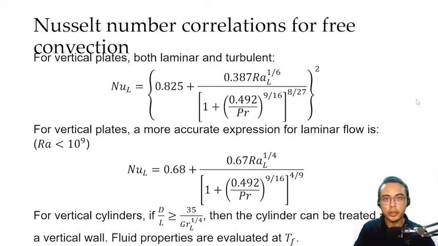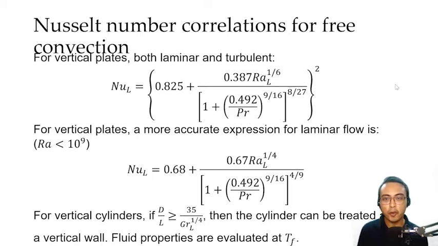If you go back to our discussion on forced convection, you would see that most of the available correlations are for fluid flow inside of a conduit. For natural convection, normally, these correlations will be for the outside surface of some conduits. Let's start with vertical plates. For vertical plates, both laminar and turbulent, we have this equation here. You would see that it's the Nusselt number as a function of the Rayleigh number and the Prandtl number.